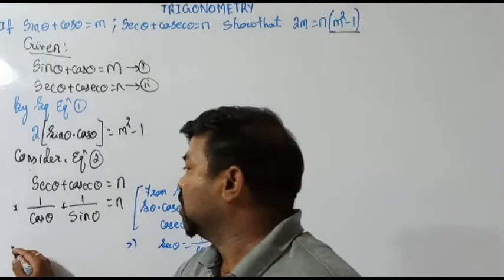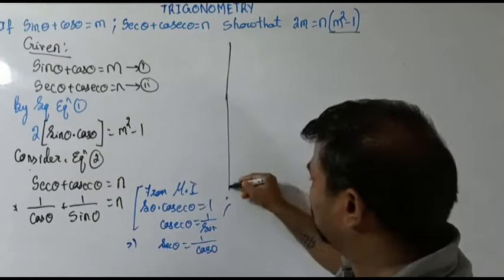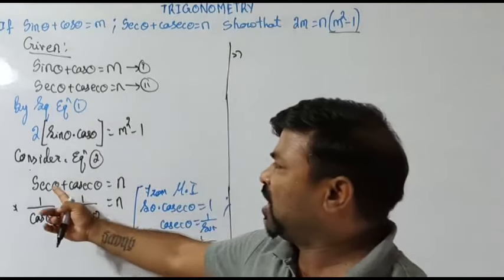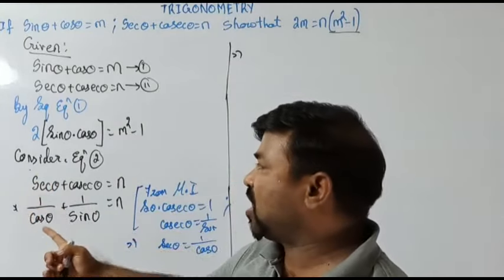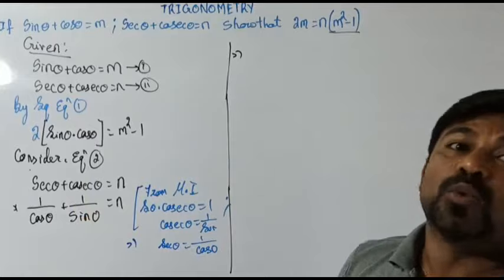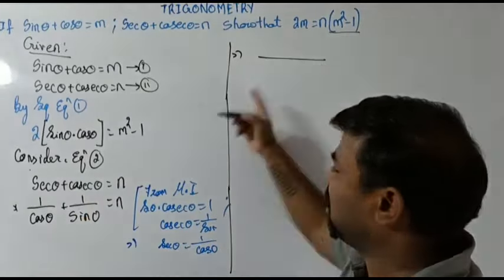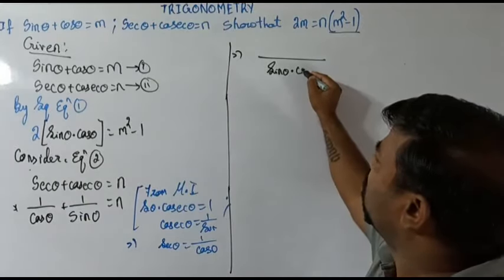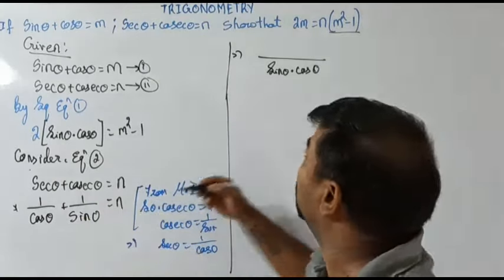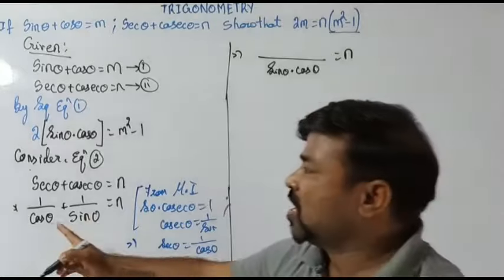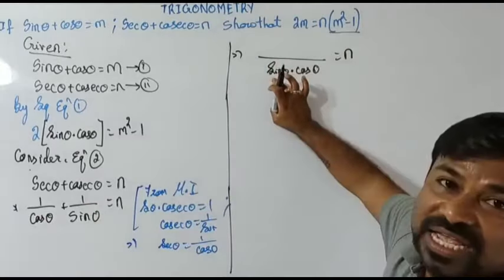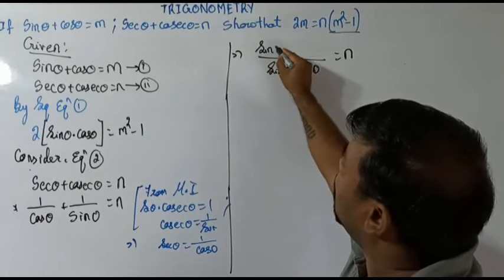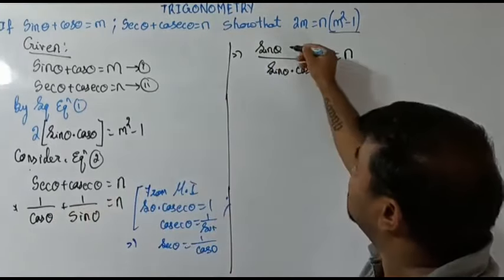Now let me take the LCM. Which implies, secant I have written as 1 by cos and cosecant as 1 by sine. So the LCM is nothing but sine theta into cos theta, and of course we are having n there. Now how many times does cos go there? Sine times. Sine into 1 is nothing but sine theta. Again, plus is there, it's nothing but plus.